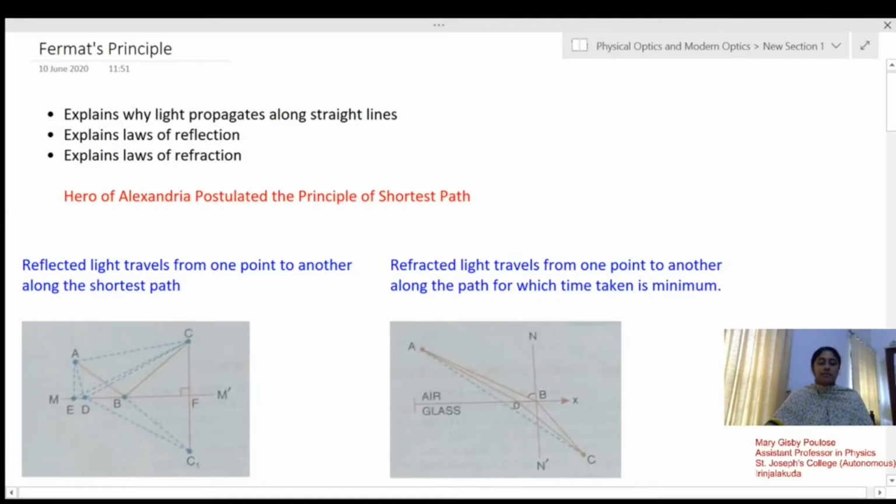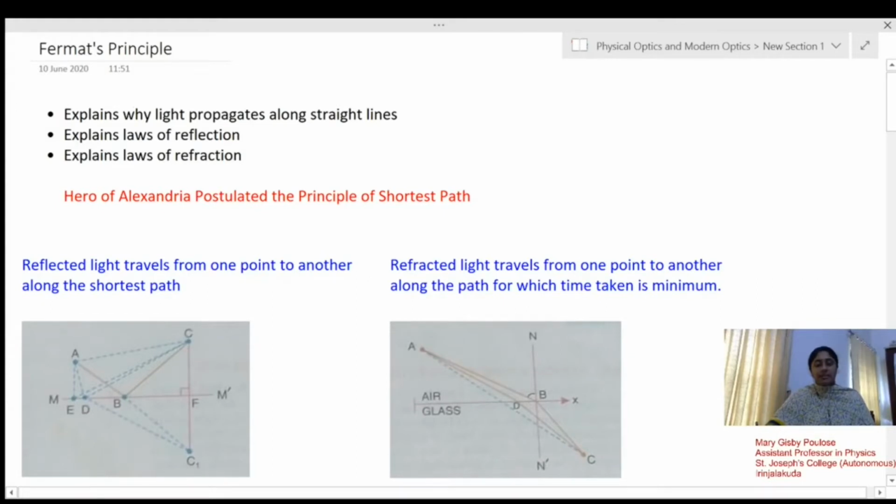Just for mathematical reference, we are creating the point C1. So from this we infer that light will take the path ABC upon reflection. Okay. But in the case of refraction, here refracted light travels from one point to another along the path for which time taken is minimum. Here we have to take that into consideration because light travels from one media to another media.